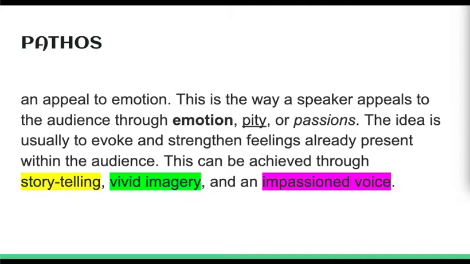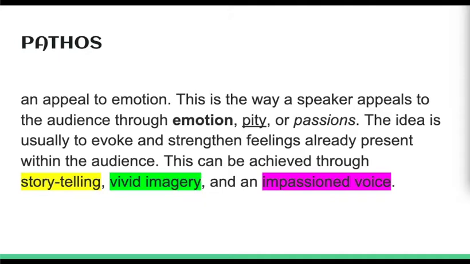So this is an appeal to emotion. This is the way that a speaker appeals to the audience through emotion, pity, or passions. Remember that pathos isn't just pity, right? It isn't just sadness. There's lots of emotions. And so we think about ways that humor, for example, can be a pathetic appeal, where it can actually get people to be more open to your argument. And that's exactly what you're doing with pathos.